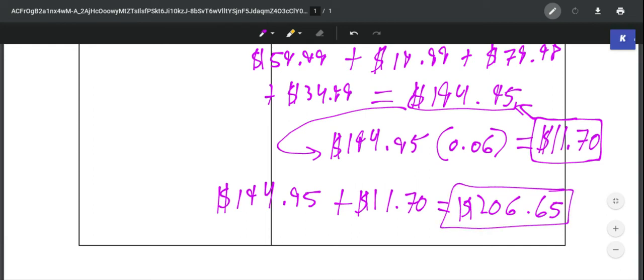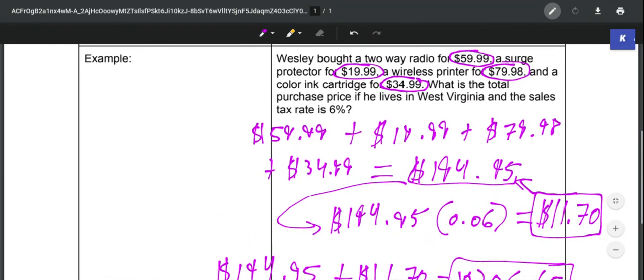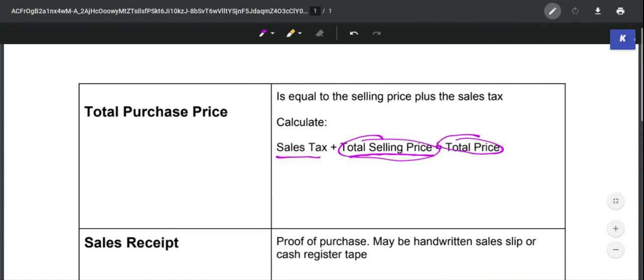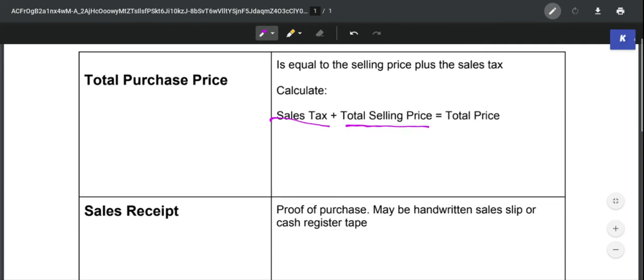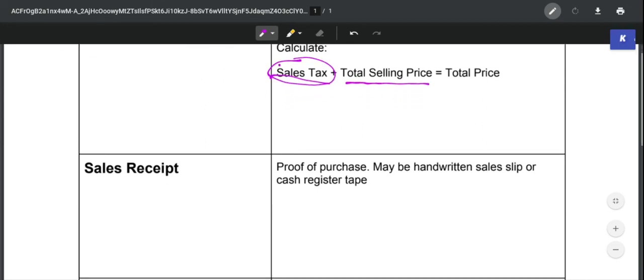So on the homework, you're just going to be given examples like this. The basic outline for how you do these, or formula, I guess you could say, is to just take the sales tax and add that to the total selling price. So the big part here is just finding that sales tax, just like we did on the last homework.